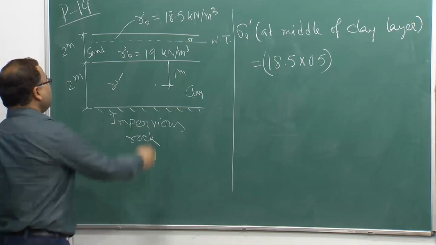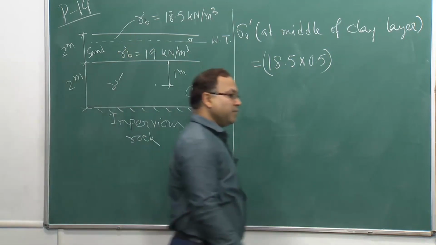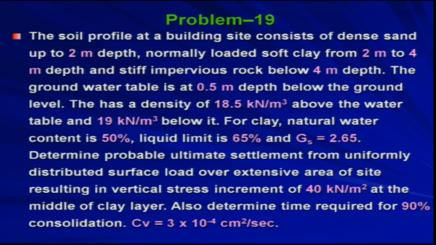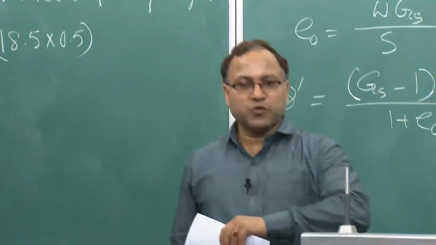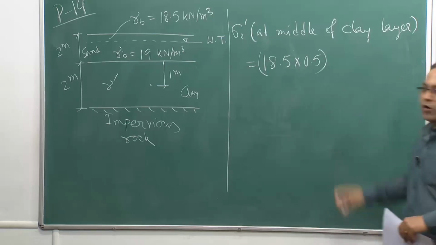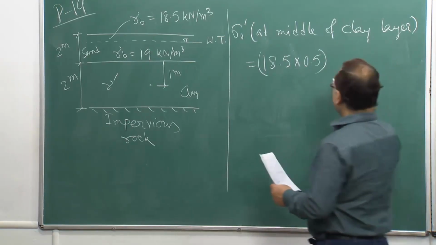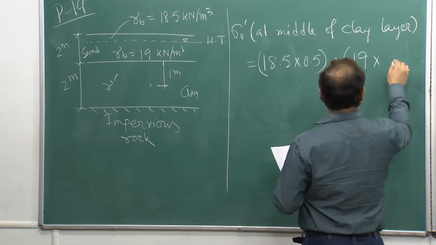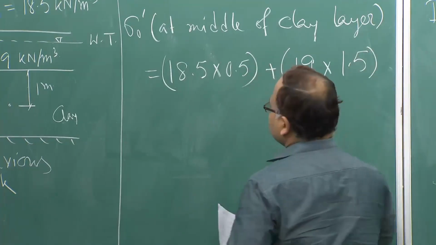Now, what is 18.5? 18.5 is the unit weight, it is given in the problem, it is the unit weight above the water table. So, above the water table, what is the depth of the soil deposit? That is nothing but 0.5 meter. So, 18.5 into 0.5 plus 19 into 1.5.